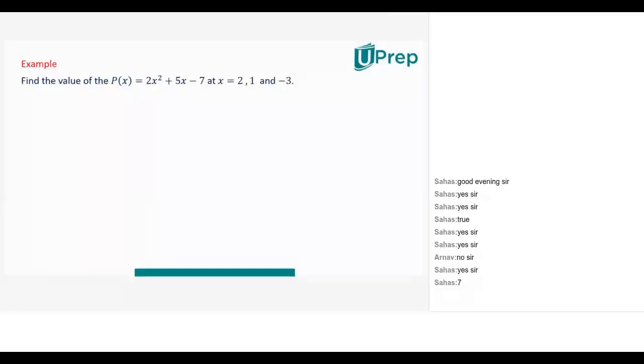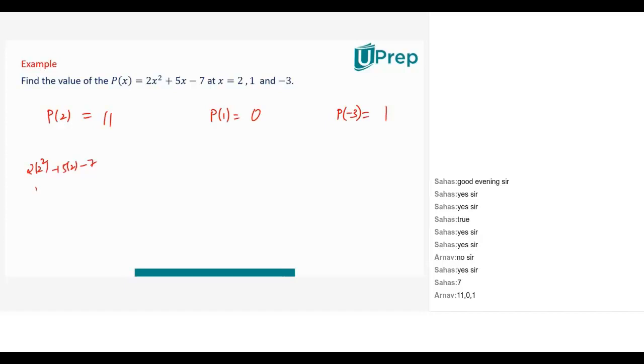Now, meanwhile, others try to solve this problem. Simple problem only, same as I did. 2x square plus 5x minus 7 at x equal to 2, x equal to 1 and x equal to minus 3. Quick. Arnav says it's going to be 11 for p of 2, 0 for p of 1 and 1 for minus 3. Let's check it out.